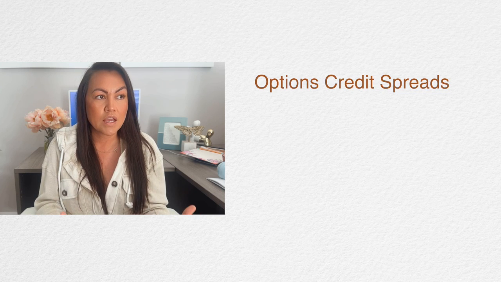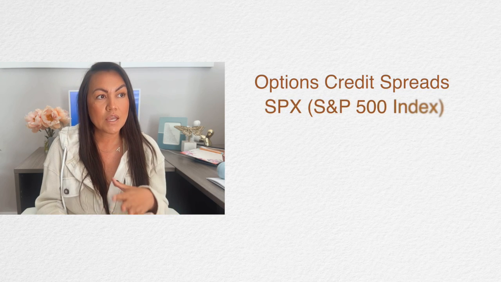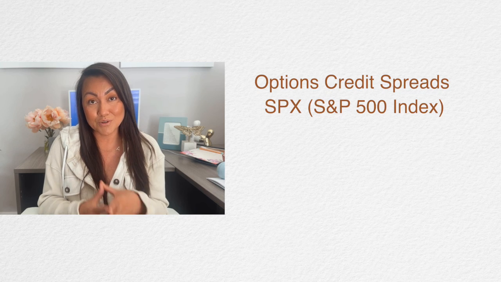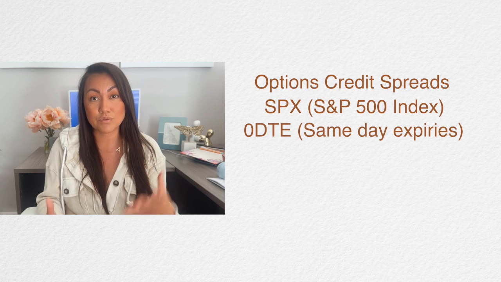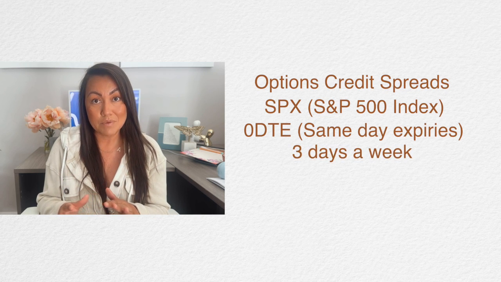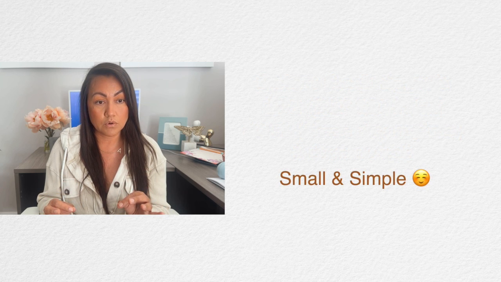All right, a few things you should know about me before you watch this video. I'm an options credit spread trader. I only trade the ticker symbol SPX. I only trade the time frame 0 DTE, aka same day expiring options. I only trade 3 days a week, and I try to keep my trading super small and super simple. I use small size, usually 10 or less contracts in any one position. And by simple, I mean I only use one order to enter, one order to exit. I don't average into my full position. I don't leg out, keeping it super simple.